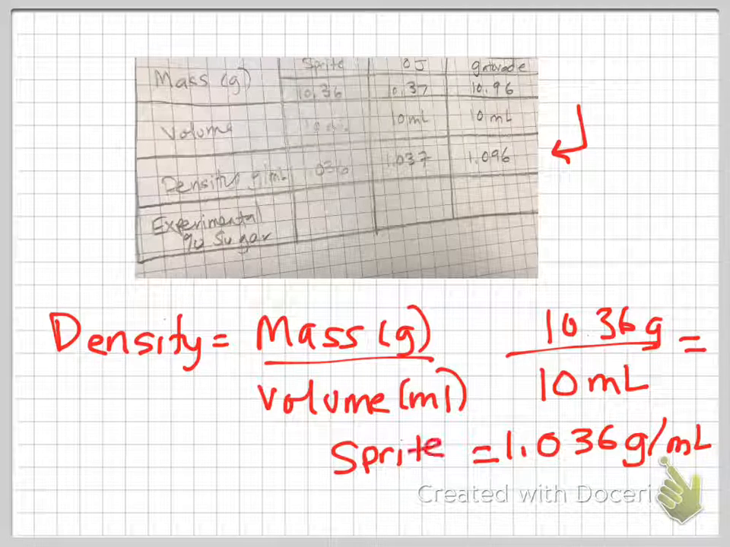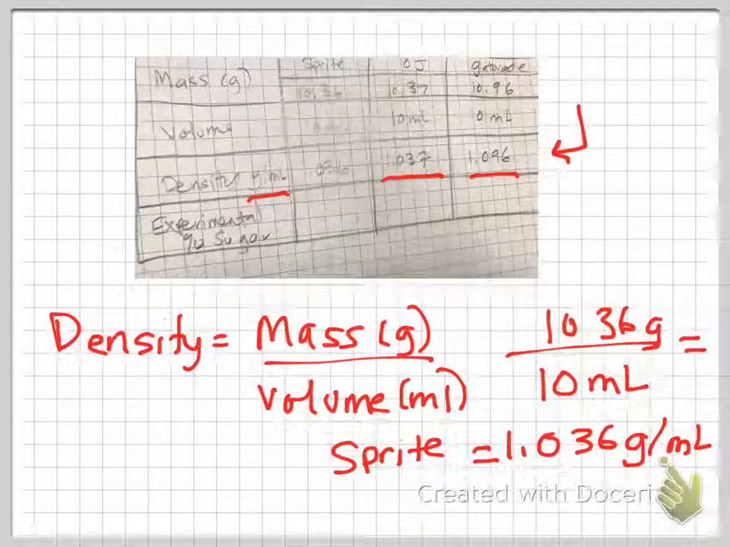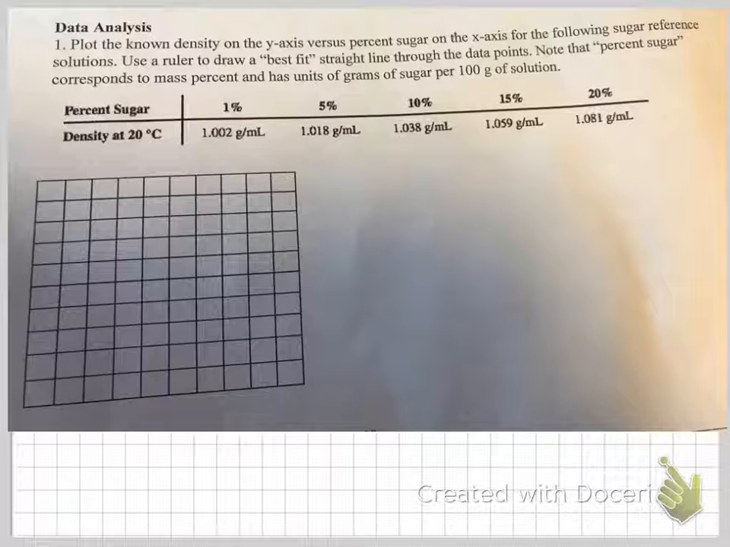You'll do the same thing for orange juice. If we move the decimal place over 1, we get 1.037. Notice the units are here, grams per milliliter. And if we move the decimal place over for Gatorade, we get 1.096 grams per milliliter. So you'll record that in your data table. The next step is we're going to take a known density and graph this. This was data that was already determined for us. This is a sugar calculation that was already done for us.